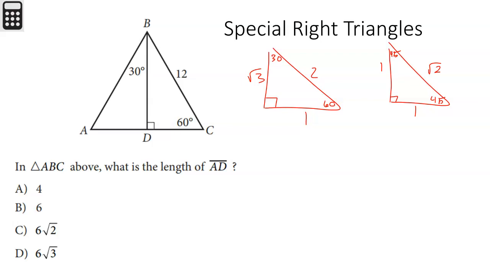When we look here, we see we have a right triangle with an angle 60. That means that this one is going to be 30. Same thing over here, angle 30, so this one has to be 60. So there's a couple things that we can learn from this.